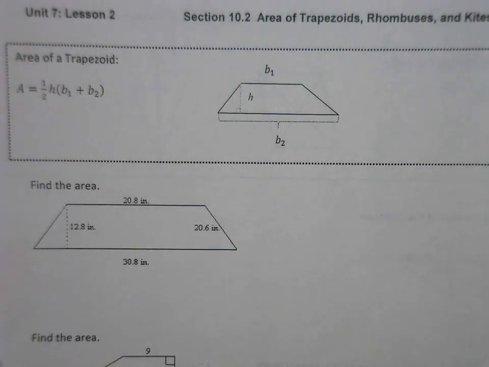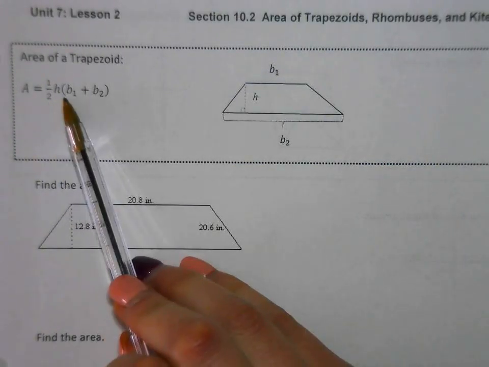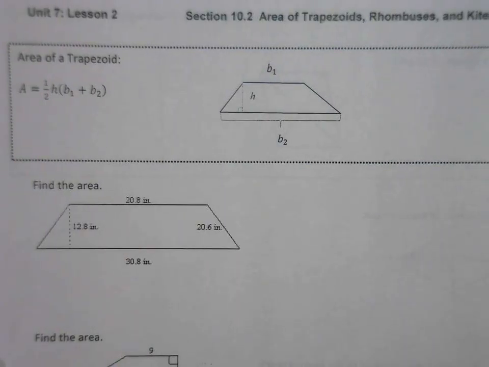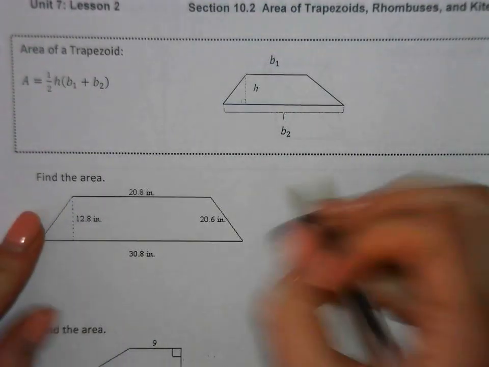Today we're going to be learning about the area of trapezoids, rhombuses, and kites. So the area of a trapezoid equals 1/2 times the height times the quantity of base 1 plus base 2. So using that formula, let's find the area of this trapezoid.